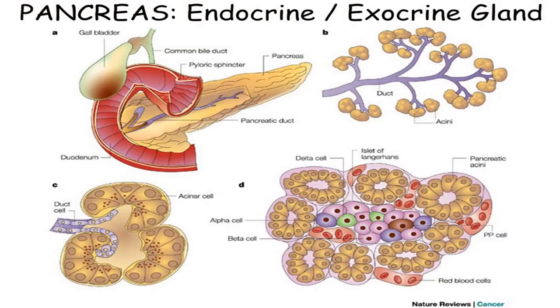This is another figure. Here you can clearly see this is the exocrine part, consisting of these acini, and along the acini are the patches of islets of Langerhans. The cells of the acini secrete pancreatic juice, so these are the exocrine part, and the islets of Langerhans secrete endocrine hormones, or hormones which are released directly into the blood.